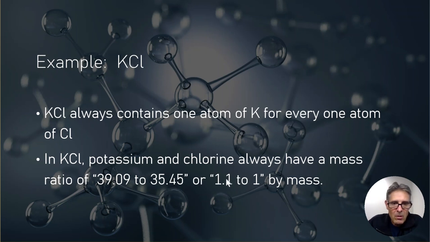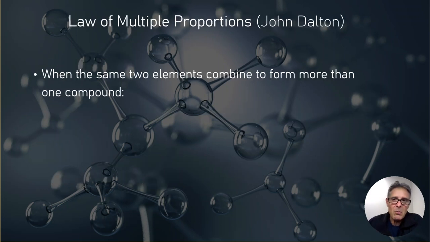So these numbers look almost alike, but this is 1.1 to 1. If you take 35.45 and divide that by 35.45, you get 1. If you take 39.09 and divide by 35.45, you get 1.1. So the mass ratio is going to be 1.1 to 1 when you have potassium chloride.